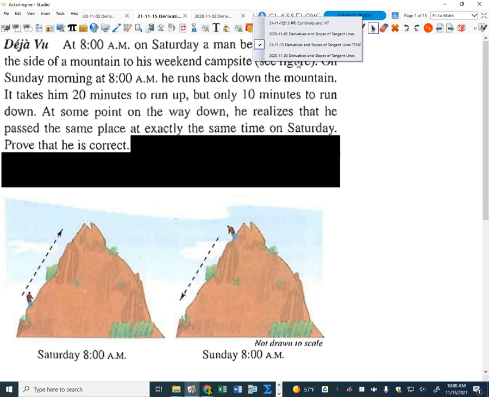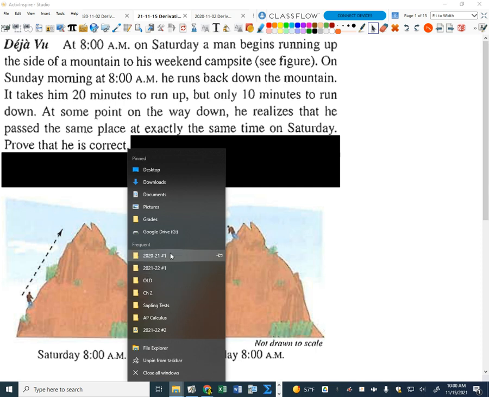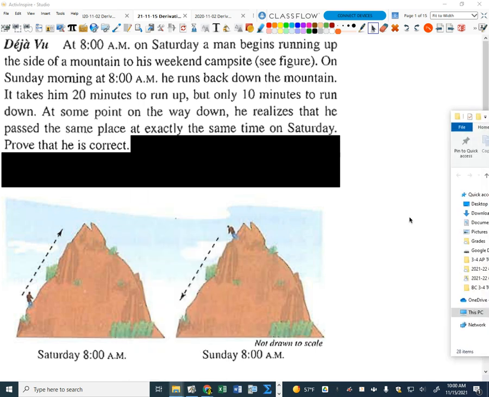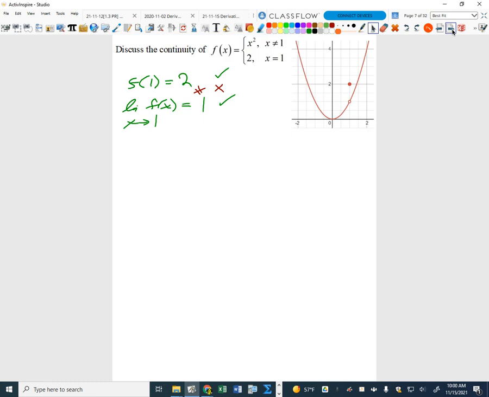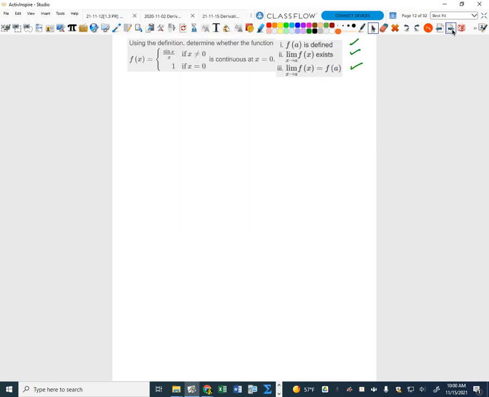Where is our stuff from last time? Hang on. Okay. So here's our stuff from last time. Let's pop up to the intermediate value theorem.